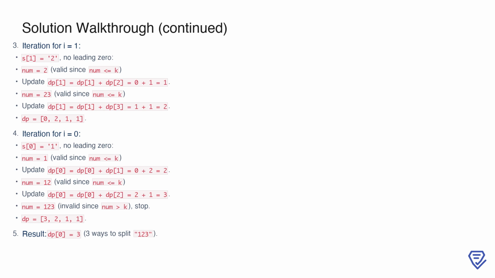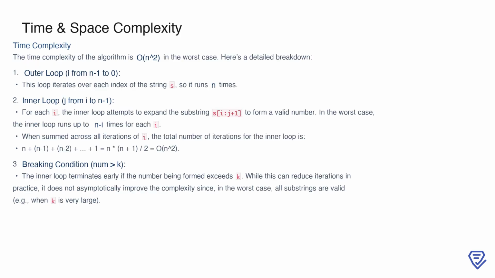123 into valid integers. The time complexity of our algorithm is determined by the nested loop structure. The outer loop iterates through the string from the last index to the first, which gives us a total of n iterations. For each iteration of the outer loop, the inner loop tries to expand the substring starting at the current index i and ending at index j to form a valid number. In the worst case, the inner loop can iterate up to n-i times for each value of i.